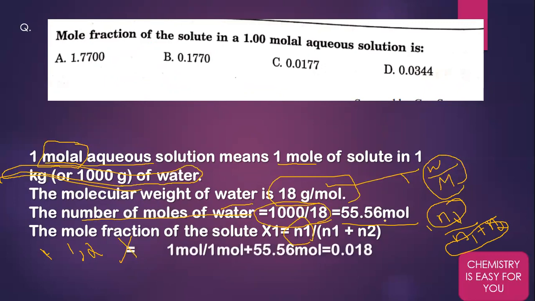Now let's solve this. Since it is a 1 molal solution, the number of moles of solute is 1. So 1 divided by 1 plus 55.56, which is approximately equal to 0.018. Here the closest value is 0.0177, so option C would be our answer. What are the steps we have followed here? In a 1 molal solution, we find the mass of water, the number of moles of water, and further the mole fraction equation. In 3 steps, you will get this answer.